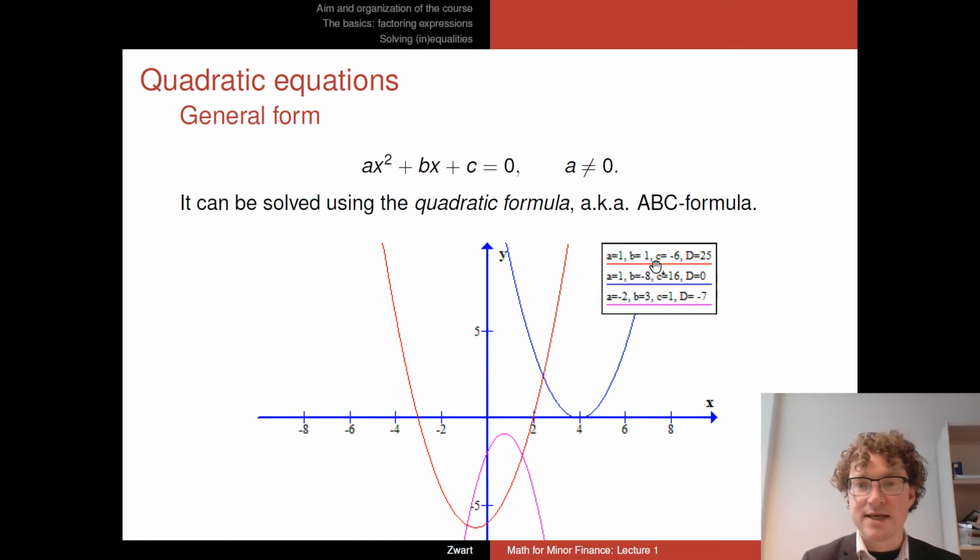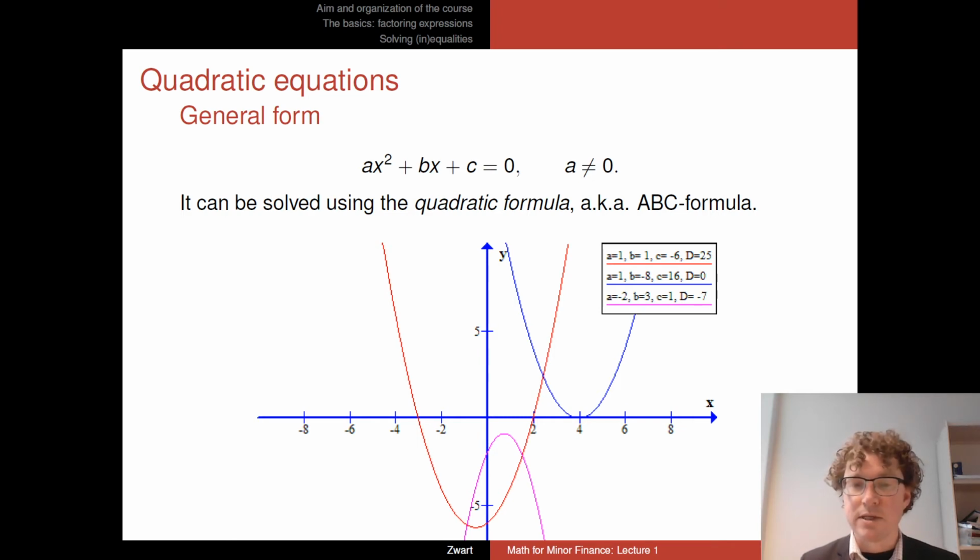The second example is the blue parabola, so in this case a equals 1, b equals minus 8, and c equals 16. If you then compute this discriminant, you'll find that d is going to be equal to 0. And indeed, what you see is that there should be just one solution in that case. That's true because there's just one particular point in which this parabola is touching the x-axis that actually corresponds to that solution.